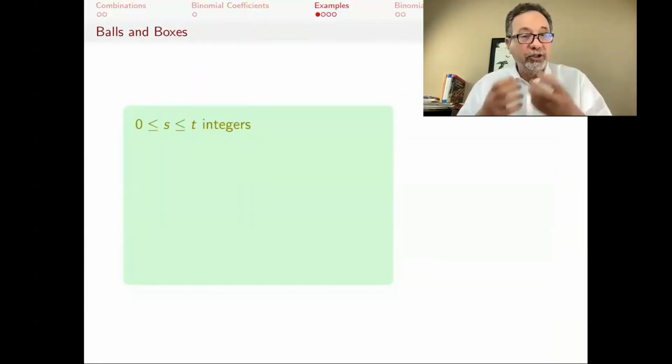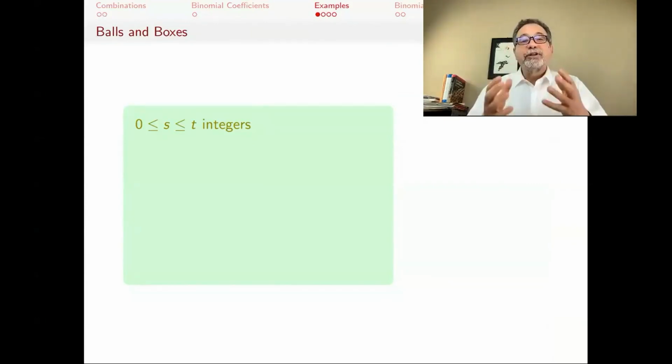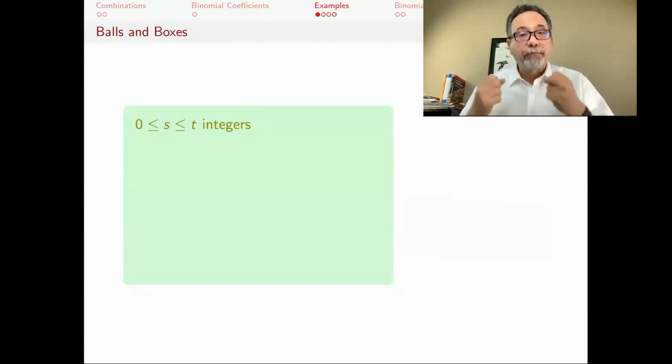A lot of times in introductory combinatorics, we can think of counting problems as balls and boxes. You have balls that you want to put in boxes, and you have certain conditions on the balls, the boxes, and the capacity of the boxes.